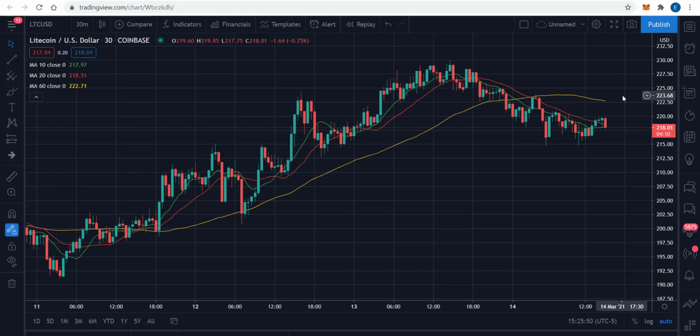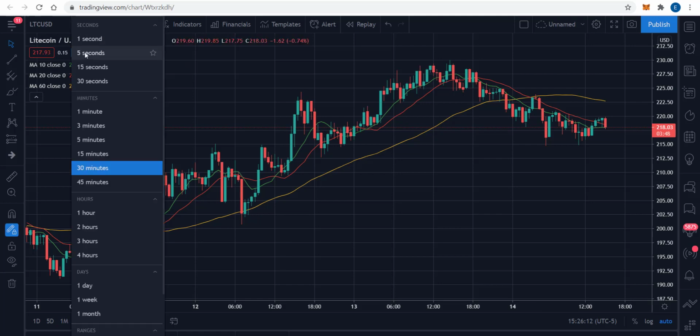If you look in the upper left-hand corner, you can see the 10 period is 217.97, the 20 is 218.51, and the 60 is 222.71. And that right there is a downward move. That means that right now, this is still teeing up to continue heading lower. So we'll have to watch that.